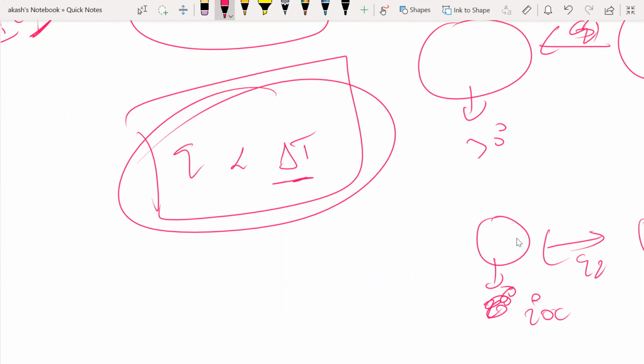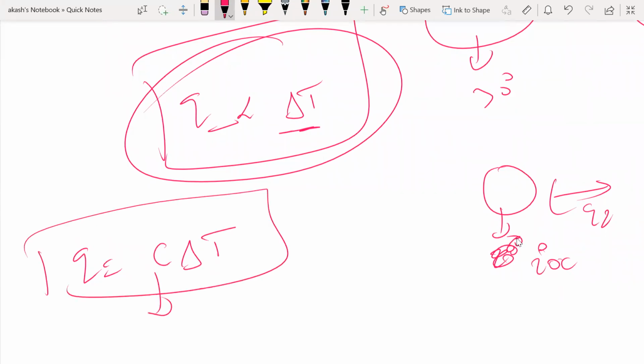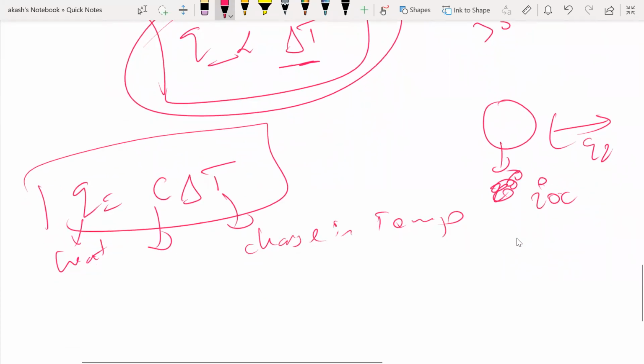Okay. Now, obviously, to remove the proportionality sign, we'll make a constant, and that constant will be called some C. We'll write Q equals C delta T. Now, this C in this equation, obviously Q is the heat, this is your change in temperature, delta T, and your C is what is called your heat capacity.